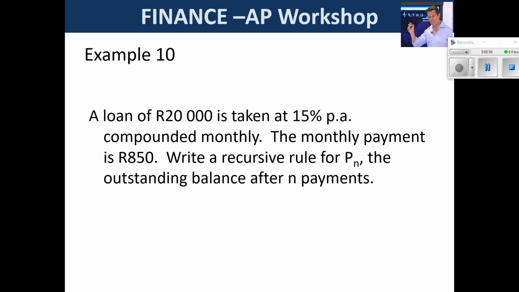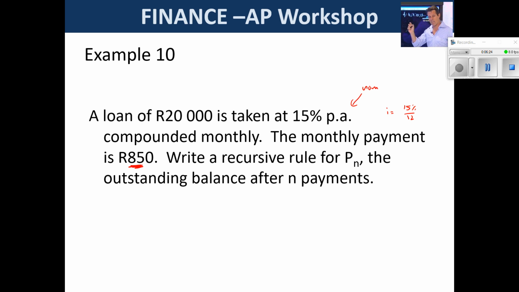So you've got a loan of 20,000. There's a 15% per annum monthly rate. It was per annum compounded monthly, so this is normal. So when I go and work out R, which is the rate per period, I know that's just 15% divided by 12. I know that there's a monthly payment, so this is a fixed payment, and we want to create a recursive rule for the outstanding balance.